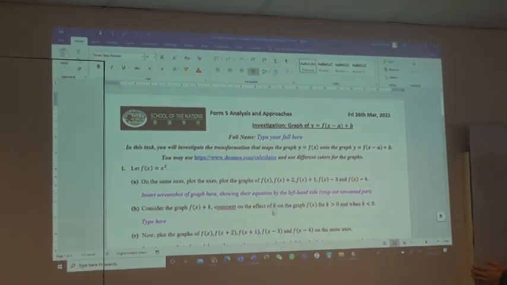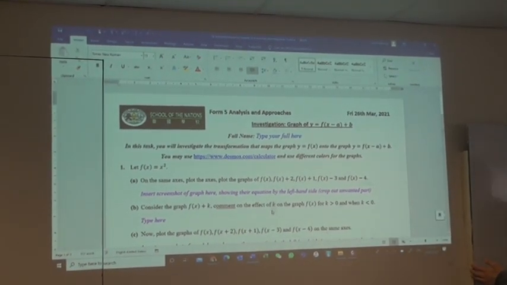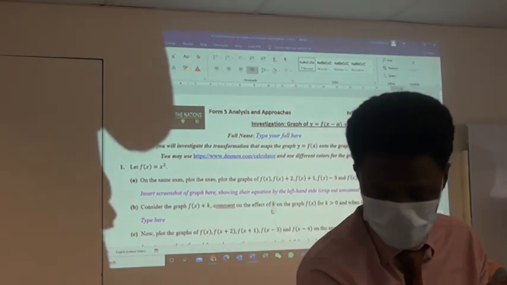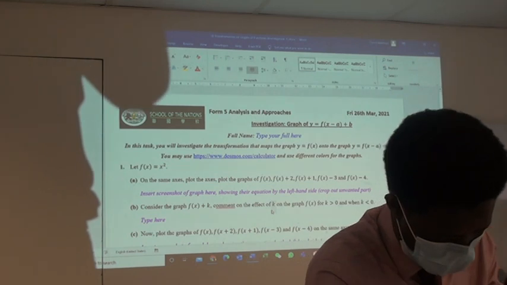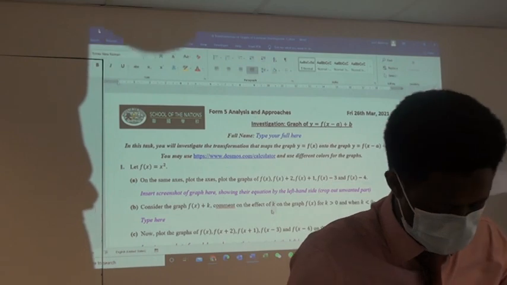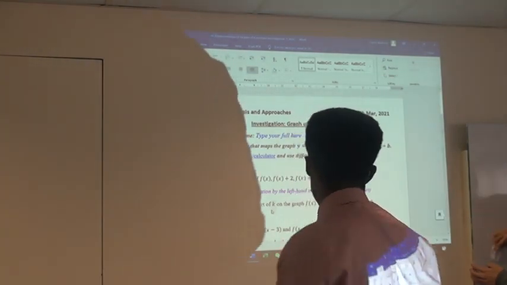Okay, so please listen. There were 3 investigations you were asked to do. It's all about transformation of the shapes. Transformation of functions, sorry, not shapes.